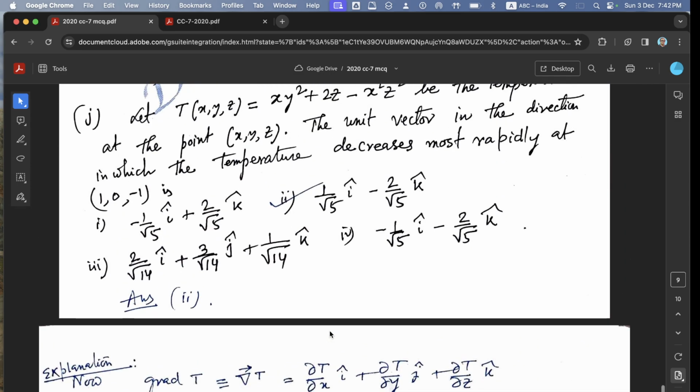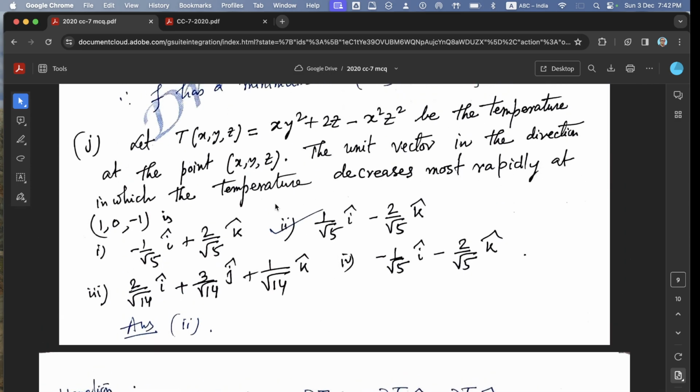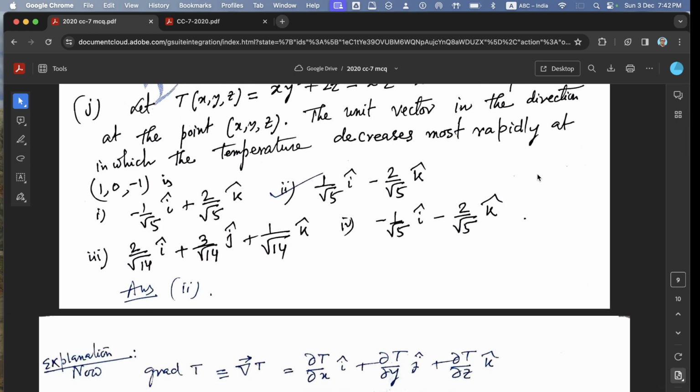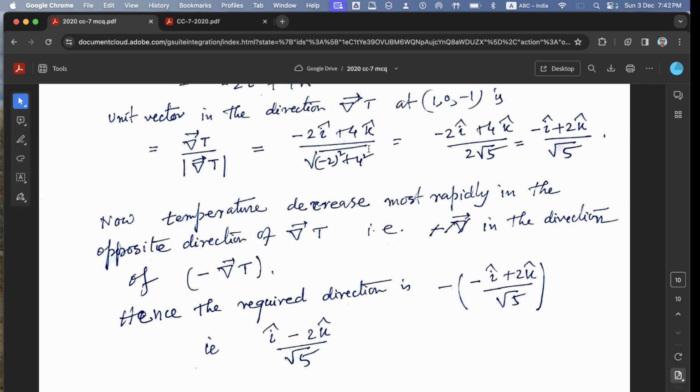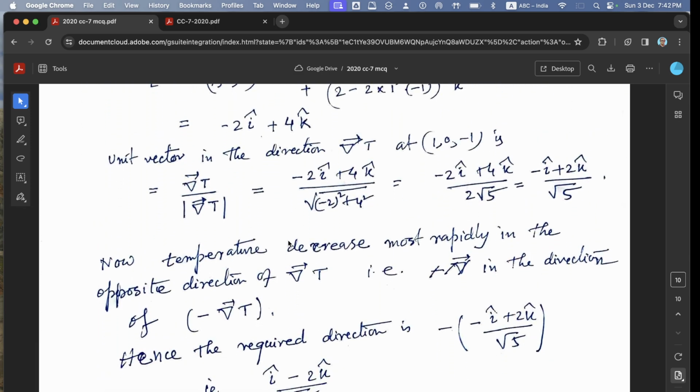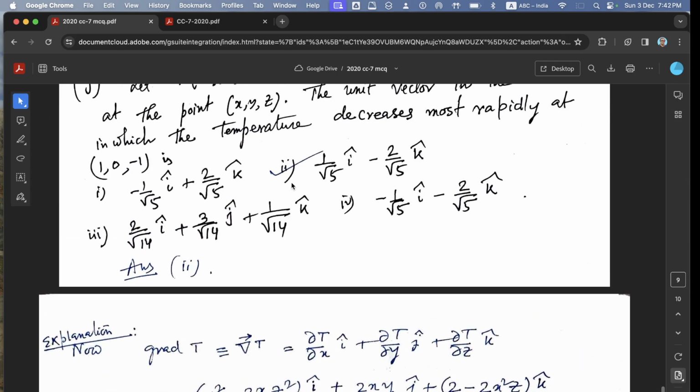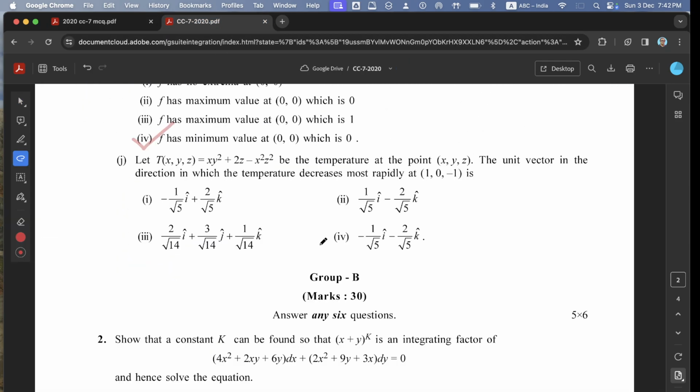So here the question is in which direction the temperature decreases most rapidly. So the direction is minus grad T. In this direction, minus grad T, the temperature decreases most rapidly. The unit vector computed above is along grad T, so obviously we take minus of this. So the actual answer is (i cap minus 2 k cap) by root 5. So the correct option is 2.